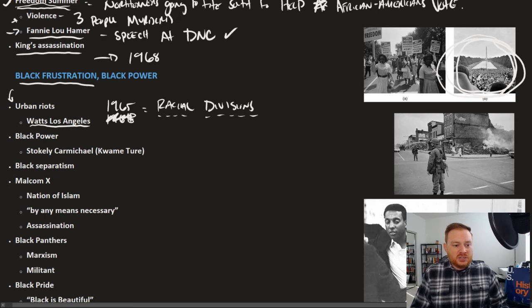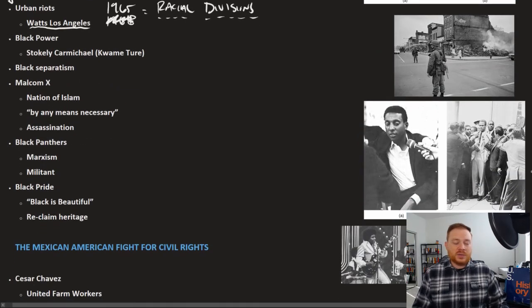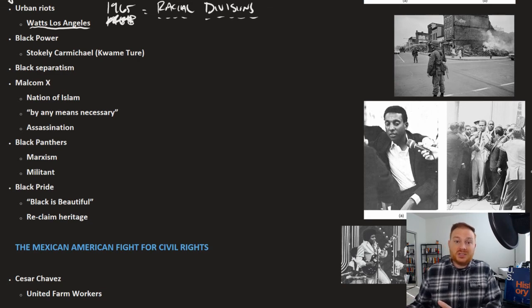And so for some in the Civil Rights Movement, like I said before, once the Voting Rights Act was passed and once the Civil Rights Act was passed, that was kind of the culmination of what this movement was all about. People like Martin Luther King Jr. went on to focus on things like poverty.